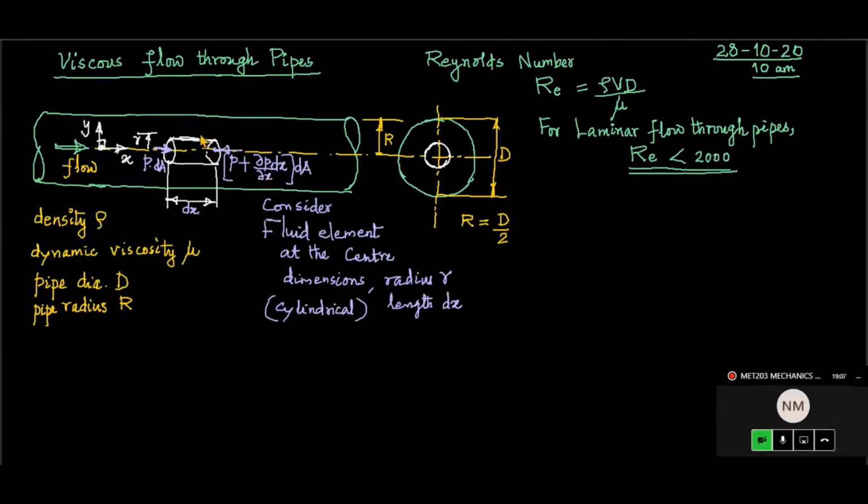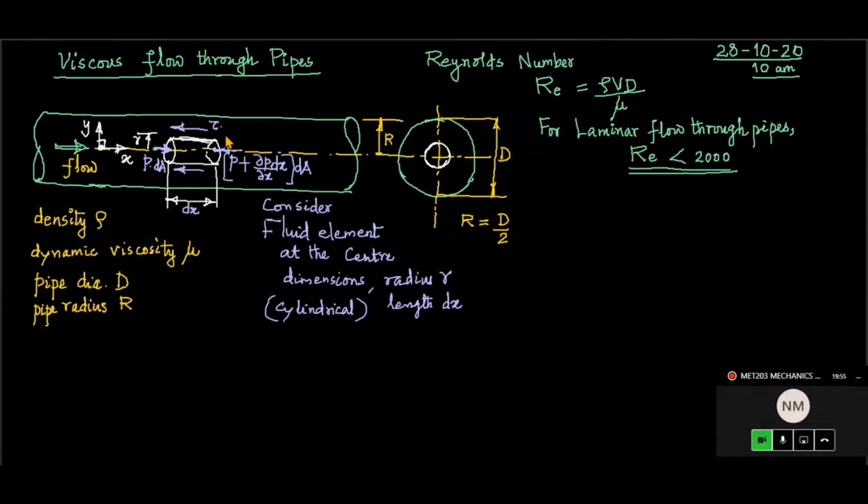Now on the curved face, since it is in the fluid, due to the viscosity of the fluid, viscous resistance will be acting from the surrounding fluid. Basically, this is not a solid body. What we are considering is a cylindrical fluid element only. The surrounding fluid, due to its viscosity, will exert shear resistance on the surface of this fluid element. We can quantify this as shear stress tau multiplied by area.